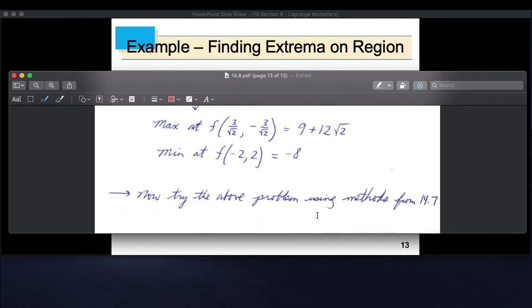And finally, before I conclude this lesson, please try the above problem and try every single problem you've seen in this section using methods from 14.7 and vice versa. As you're finishing up your homework for 14.7, you should also keep in mind to try to do Lagrange multipliers on those very same problems.